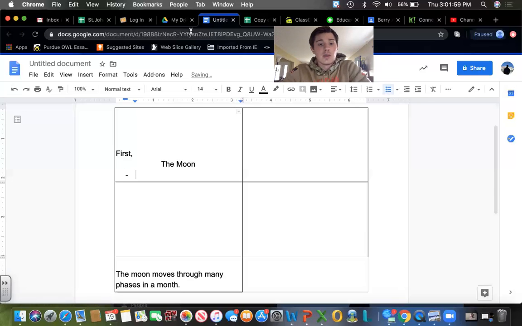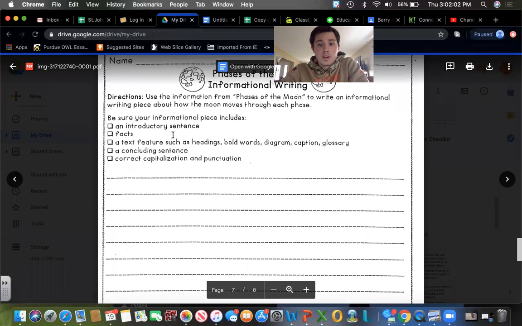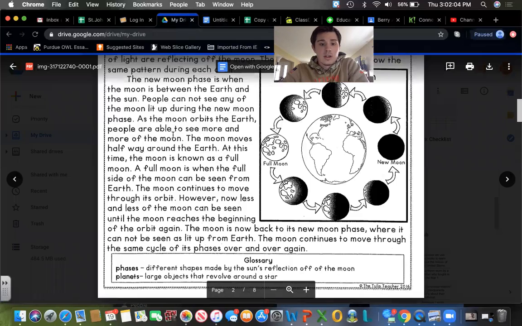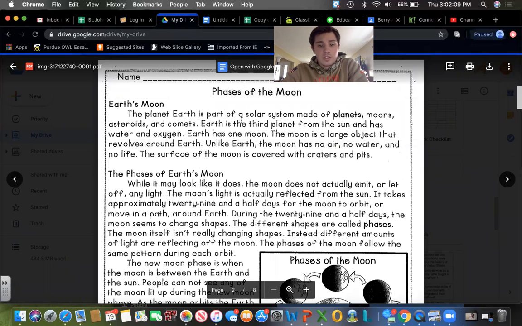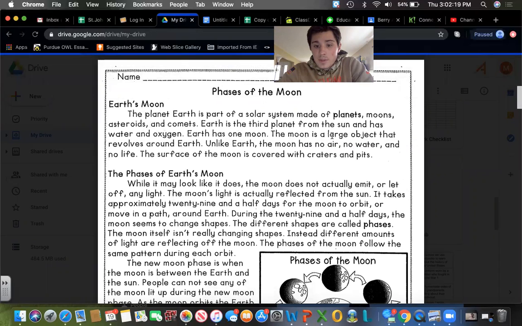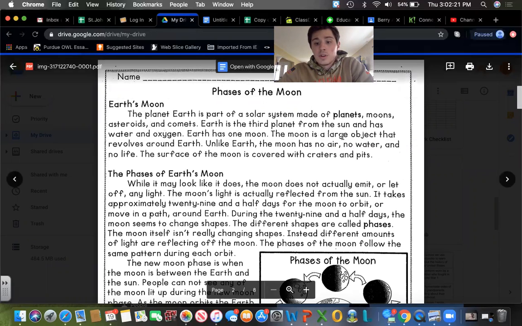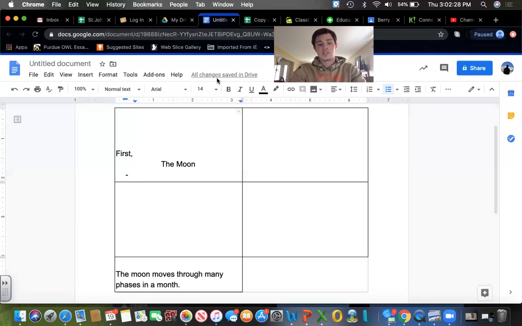first piece of information I want comes from the article, as soon as I can find it. So, it's right here, Earth's moon. It's talking about the Earth is part of the solar system, the moon, it has all of this different stuff. Where is that part at? It's the largest. So the moon is the largest object that revolves around the Earth. That's one of the things I want to tell our reader about, is that the moon orbits the Earth, because that is what gives it the different phases.